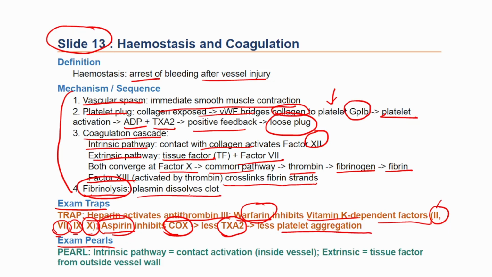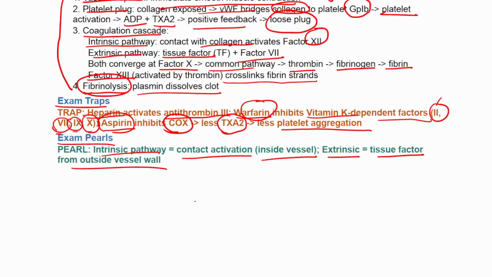Now, to seamlessly distinguish cascade pathways on complex exam stems, remember that the intrinsic pathway represents a contact activation sequence occurring strictly inside the vessel, while the extrinsic pathway is driven by tissue factor originating from outside the vessel wall. Then finally, let me tell you about the thrombin amplification rule.